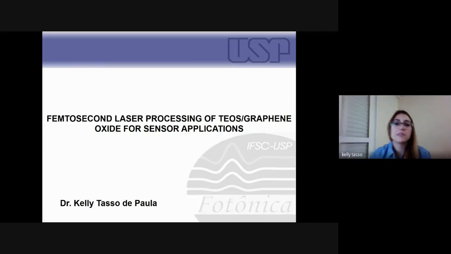Good afternoon, everyone. My name is Kelly, and I'm going to present on one of the works that we have been developing in the photonics group at USP of São Carlos, which studied the femtosecond laser processing of TEOS graphene oxide for sensor applications.